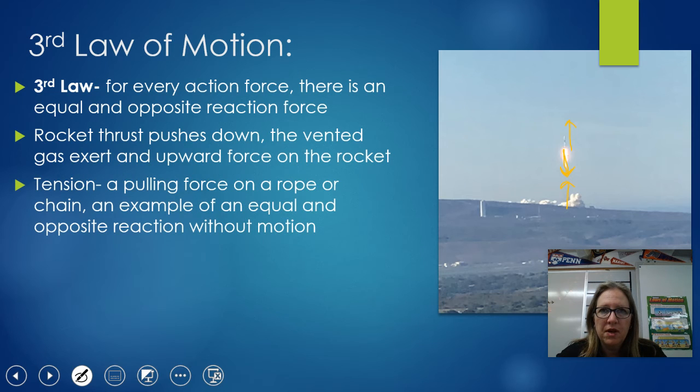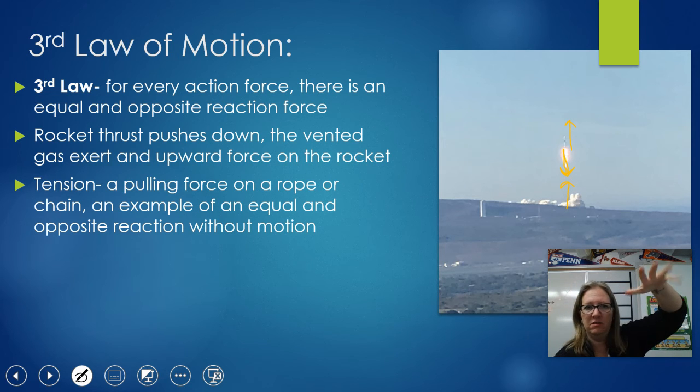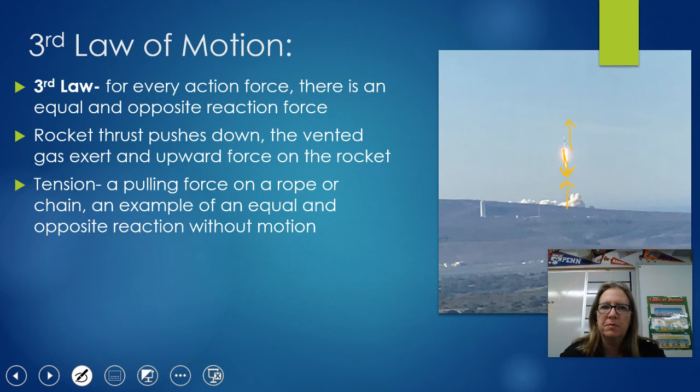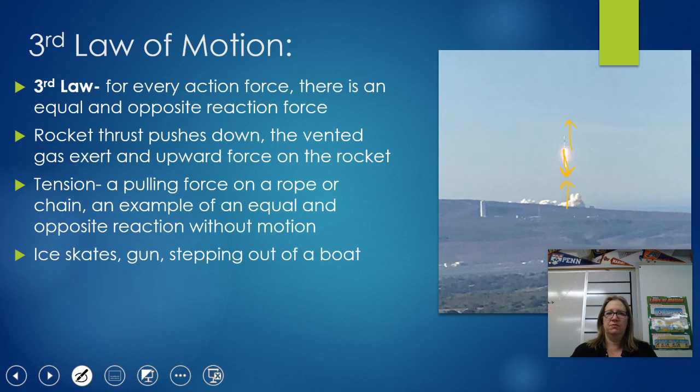You can also have this equal and opposite reaction without movement, though. On page 280, the book talks about a rock climber just hanging from a rock. Okay, the rock climber is pulling down on the rope, but the rope is pulling up with an equal, balanced, opposite force. Okay, so there's no actual movement, but it's still considered an example of this third law of motion. Pulling on that rope or chain or whatever it is an example of tension. Okay, it's a pulling force, and if you're pulling down, whatever the rope is attached to is pulling up in the opposite direction.